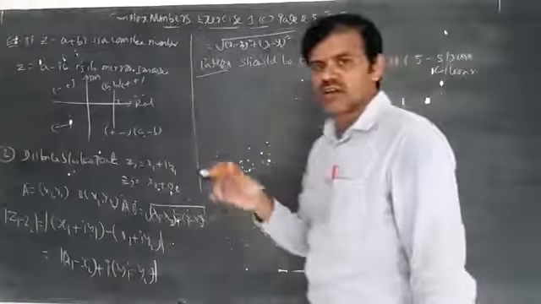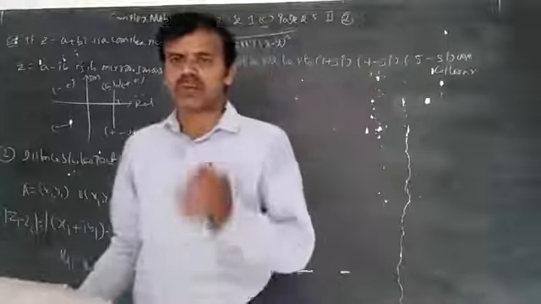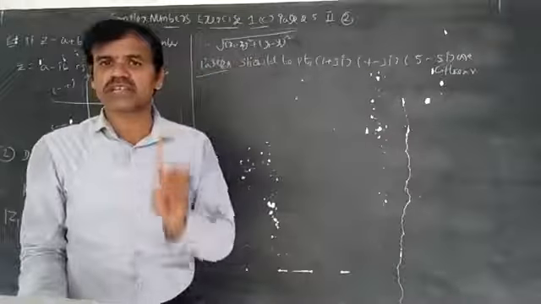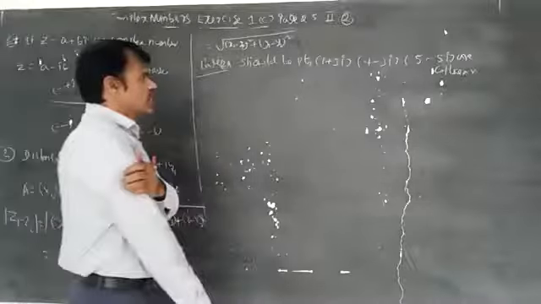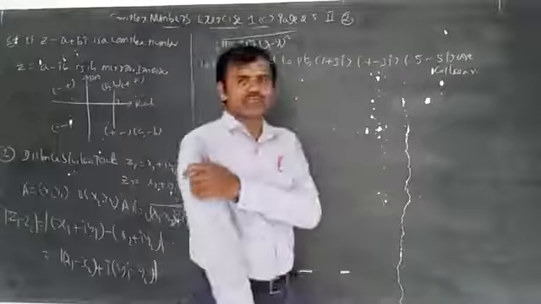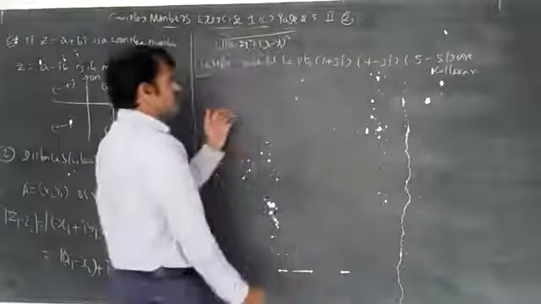If there is no i, you can understand simple geometry. If it is i, you can understand it's the complex plane, the Argand plane. But the theory is the same for general geometry and complex geometry.